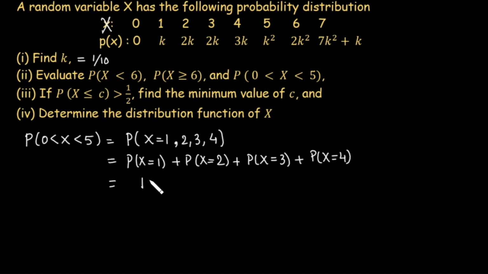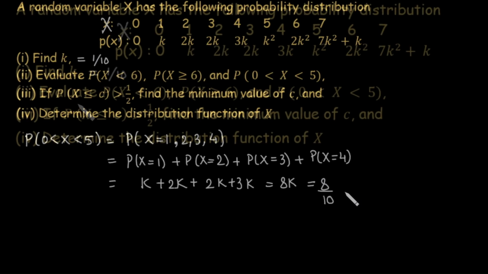What is the probability when the random variable value is equal to 1? That is k. Here 2k. Here again 2k. This is 3k. This is equal to 8 times of k. And what was the value of k? That is 1 by 10. So in this case the probability is 8 by 10.